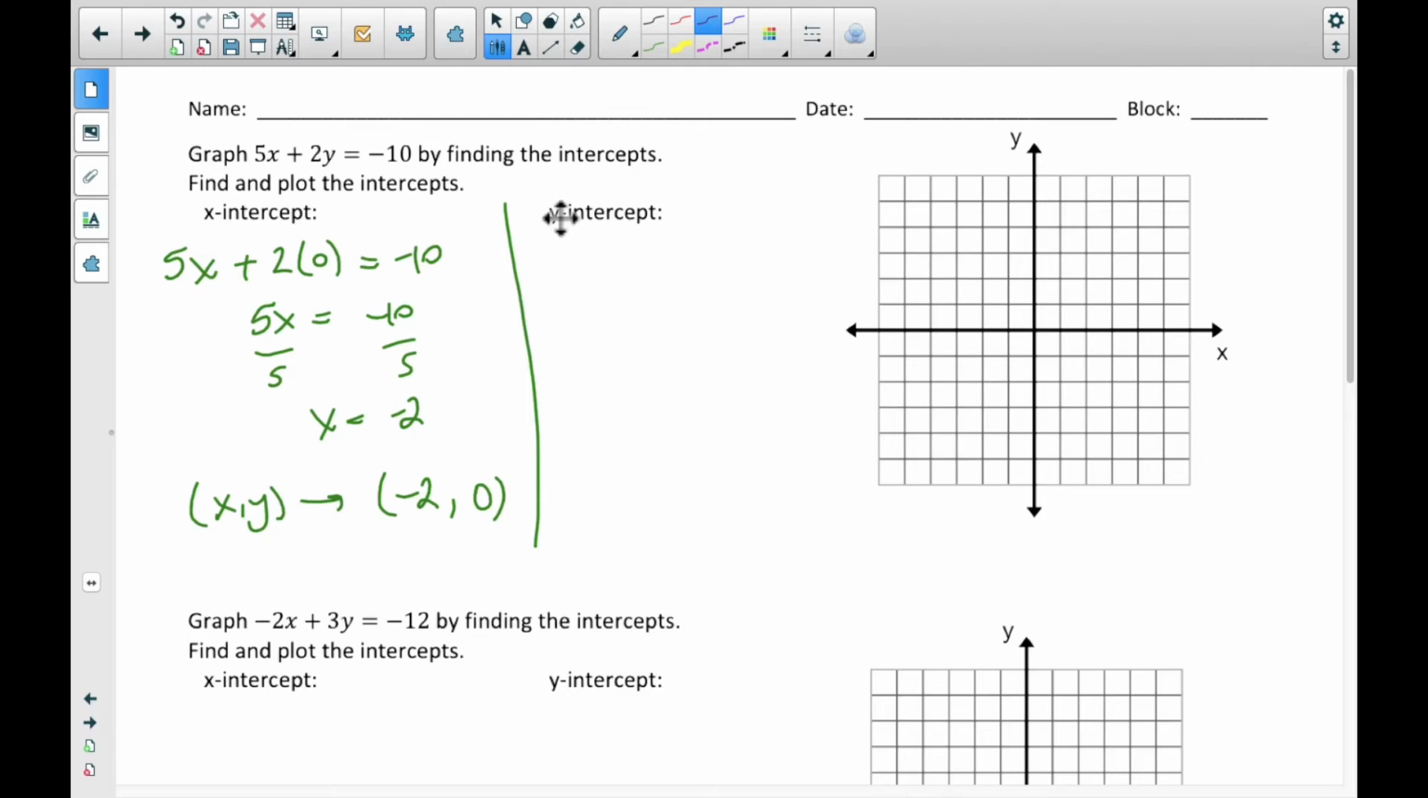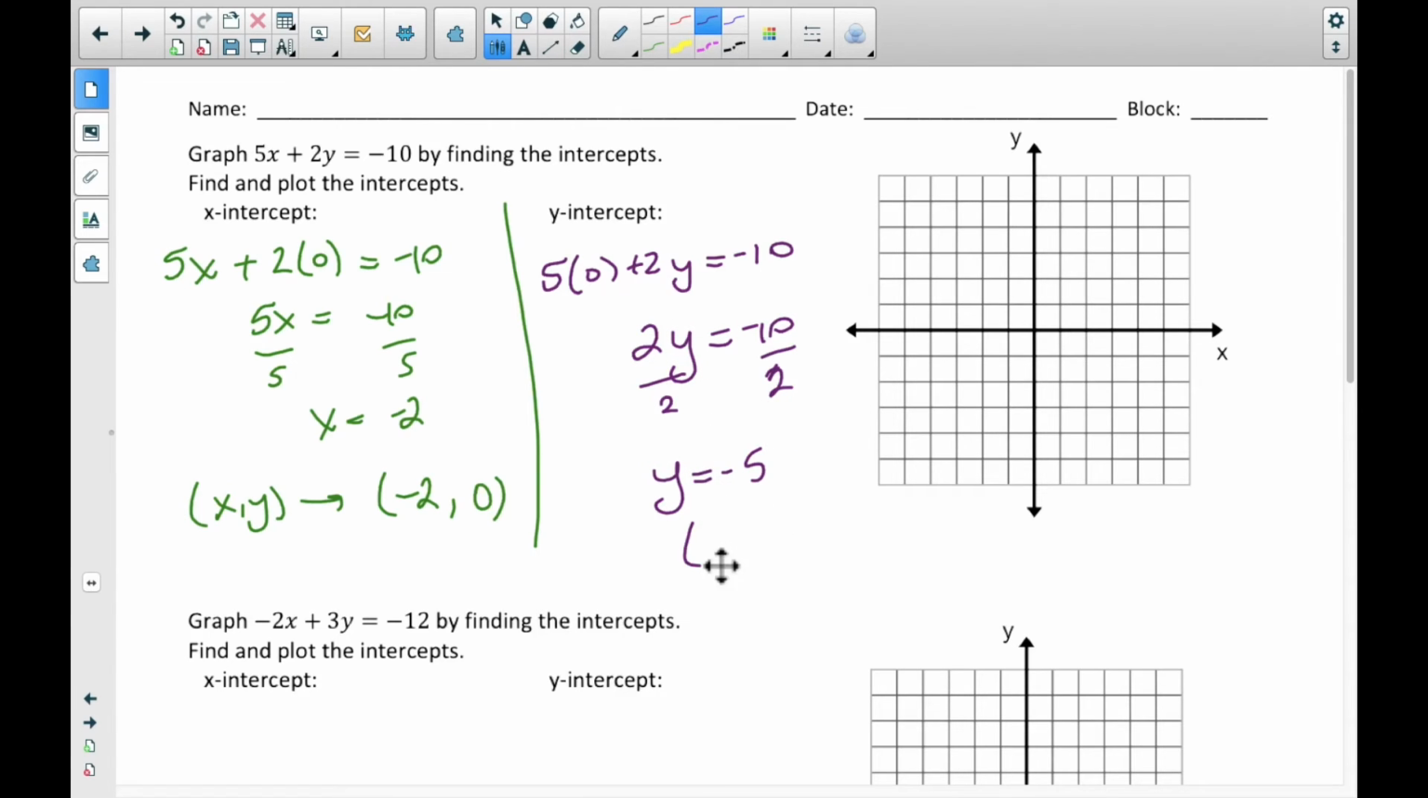The y-intercept, opposite letter. So this is y. I need to plug in a 0 for x. So 5 times 0 plus 2y is equal to -10. That's 0. Don't need to write that. So I can have 2y is -10. Divide by 2, and I get y is -5. So again, the xy coordinate that I'm looking for is 0 for the x and -5 for the y.